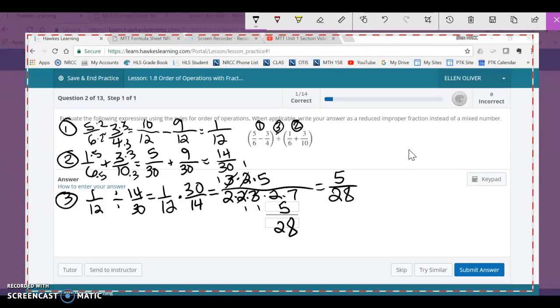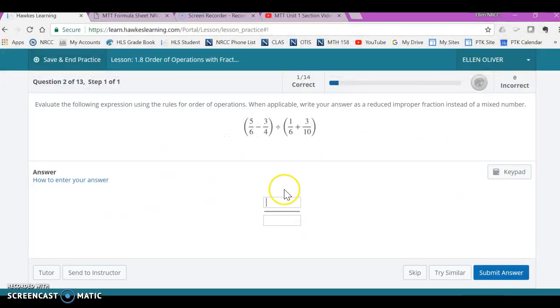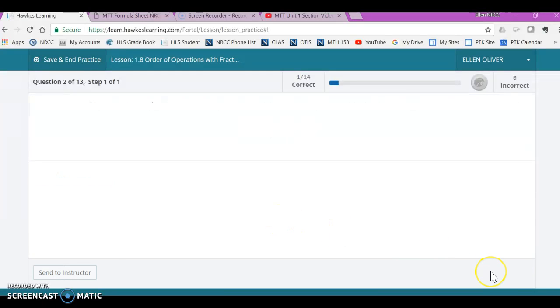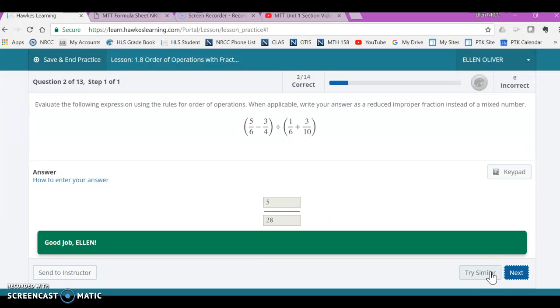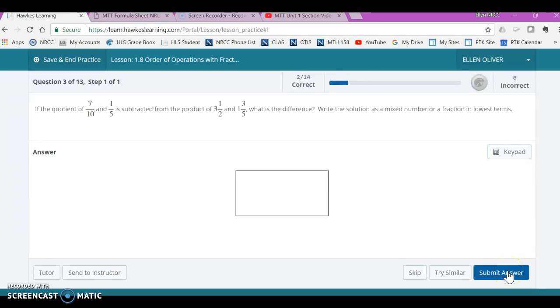So again, not that hard, but you have to stay organized, and each problem takes quite a bit of space and time. And there's a lot of room for you to make a careless error in there, so that can be frustrating. Just keep practicing, keep trying similar problems. All right, 5 over 28. Let's do 2 or 3 more.